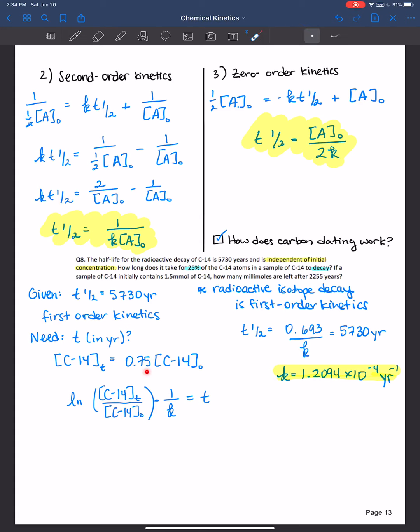Now, if our sample is 75% of our initial concentration, then if you assumed you have a 100-gram sample, how much is left? Good, 75 grams. So you could say the natural log of 75 over 100 times 1 over K, and I get the time it takes to be 2,378 years, and that is 2,400 years if we round to two significant figures.